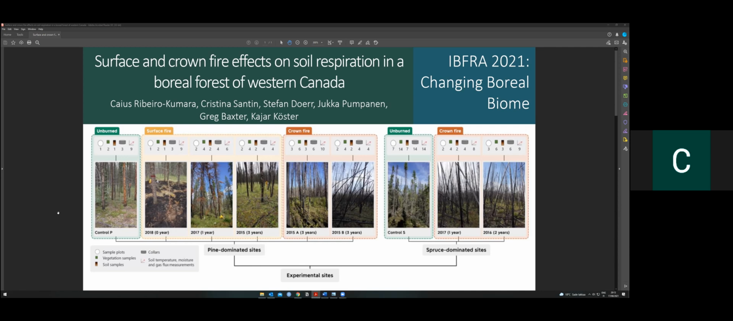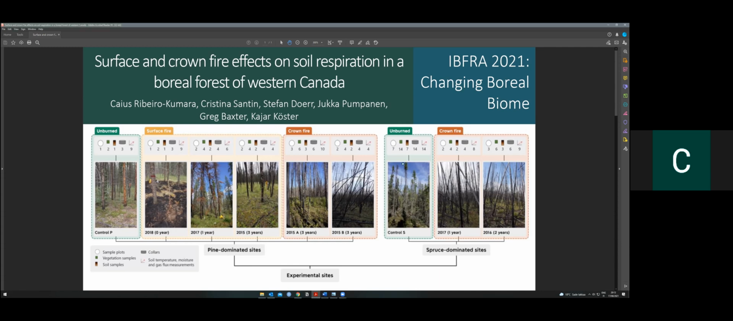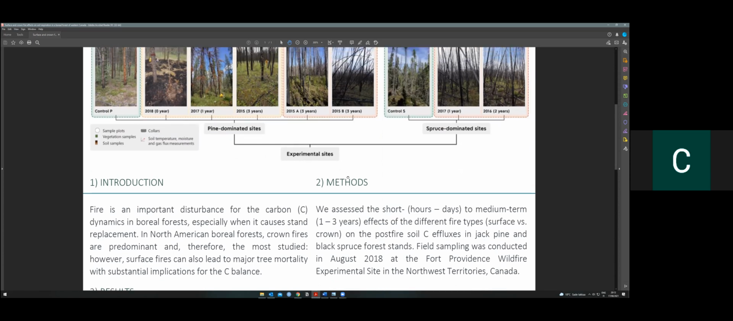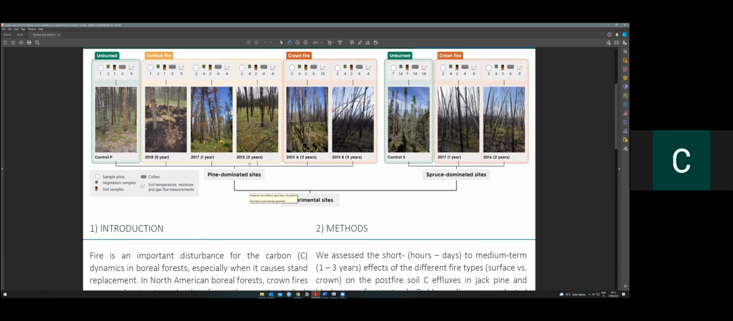So in this study, we wanted to know how soil respiration differs between forests burned by crown fires and forests burned by surface fires. Our study took place at the Fort Providence Wildfire Experimental Site in the Northwest Territories, Canada, in August 2018. And we measured soil respiration using portable dark chambers placed on collars that were sitting on the top of the forest floor.